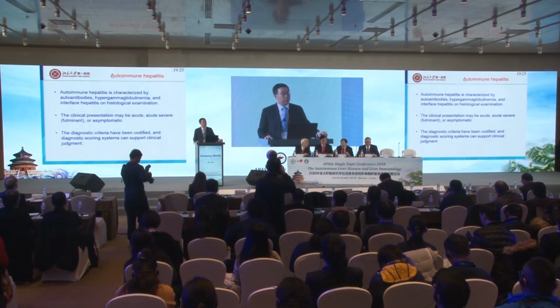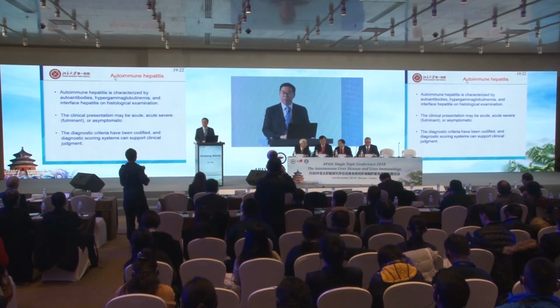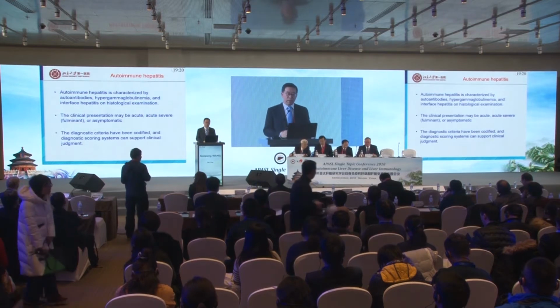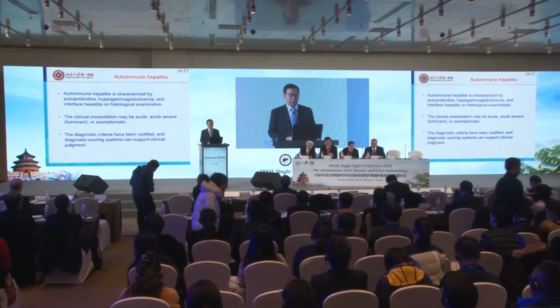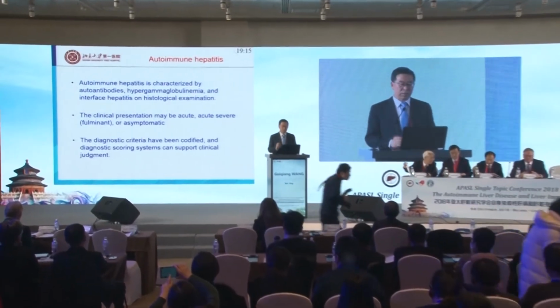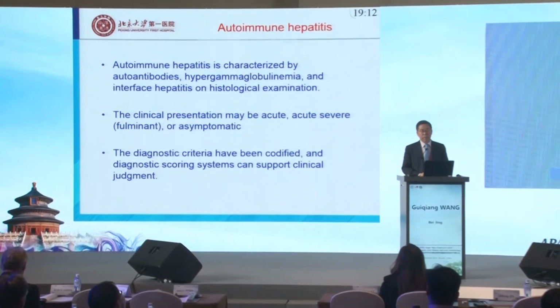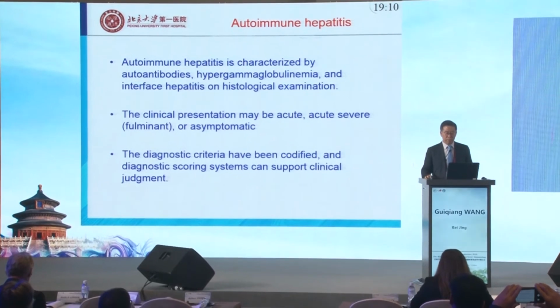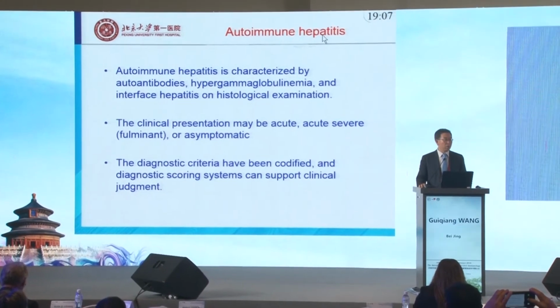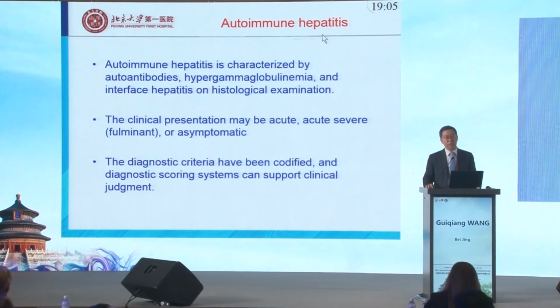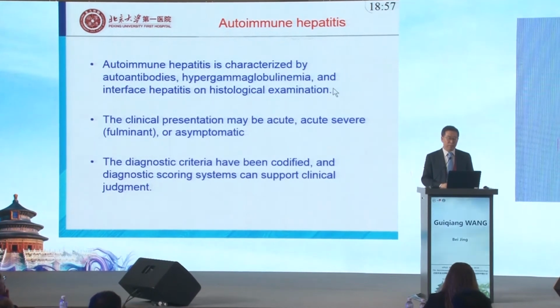Autoimmune hepatitis is characterized by the autoantibodies, hypergloblinemia, interface hepatitis, and histological examinations. The clinical presentation may be acute, severe, or prominent, and many patients are asymptomatic, so it's underground. The diagnostic criteria have been codified, and the diagnostic scoring system can be an important support for clinical diagnosis.